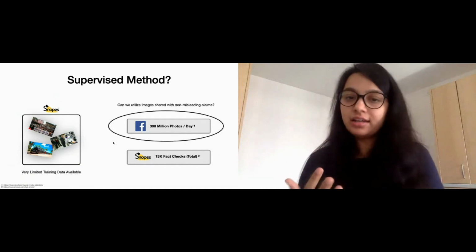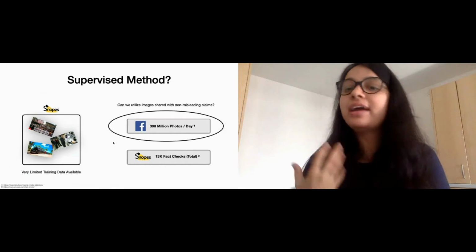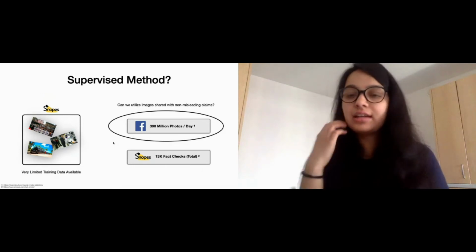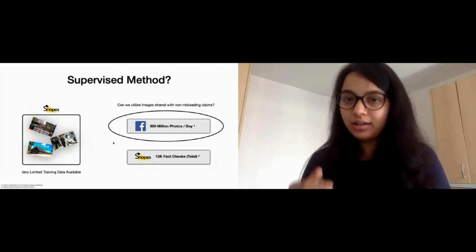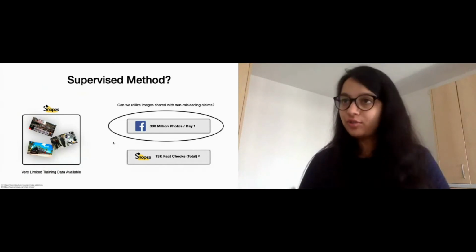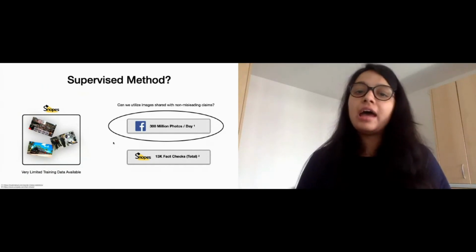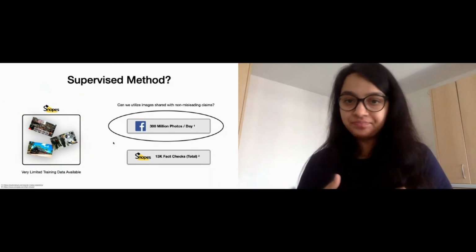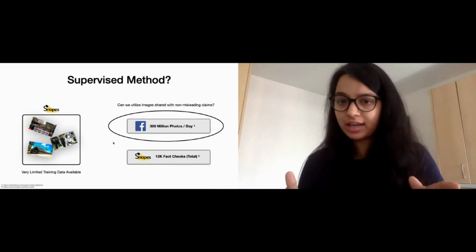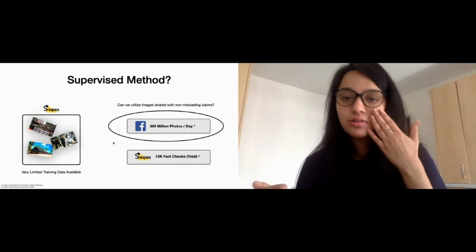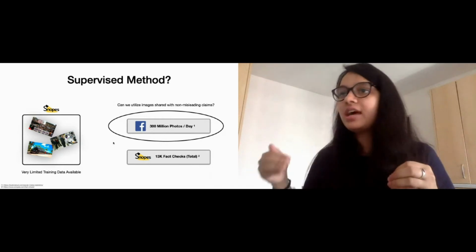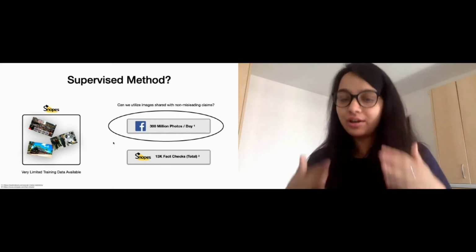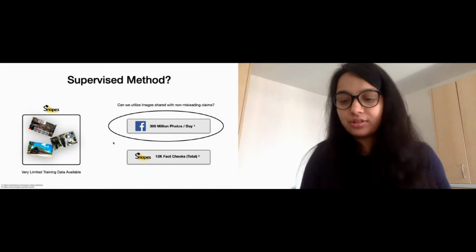So the idea behind this project was: why can't we use these 300 million images that are not misleading, that are not fake, to somehow build a model that ultimately helps us detect out-of-context use of images? Actually, we don't know whether these are misleading or not. We just know that these images have several claims or news articles they are shared with, and we want to leverage this to detect out-of-context use of images.